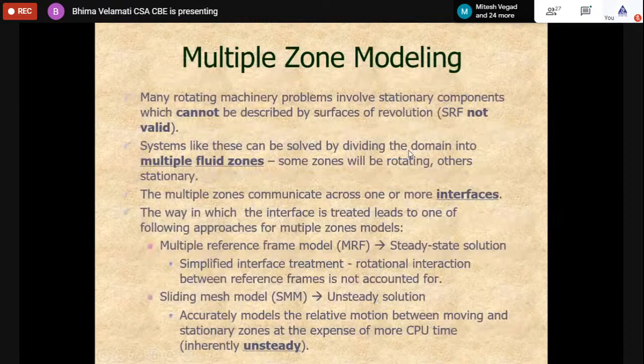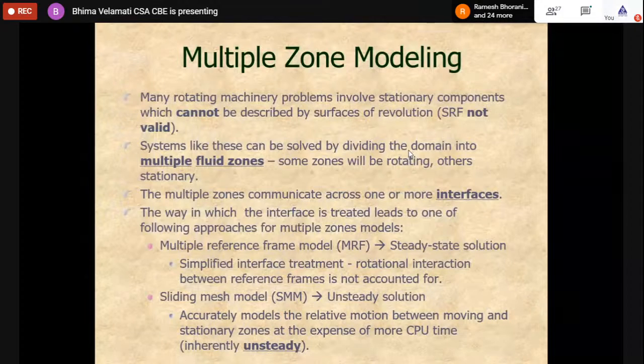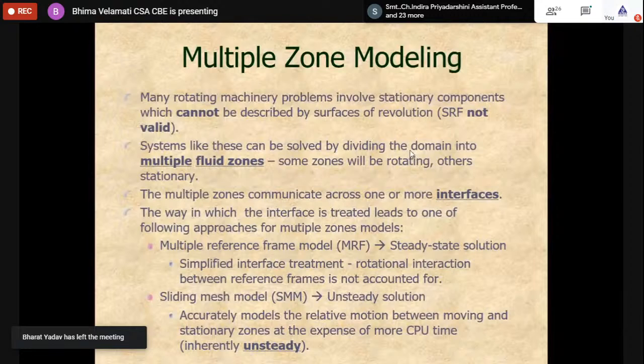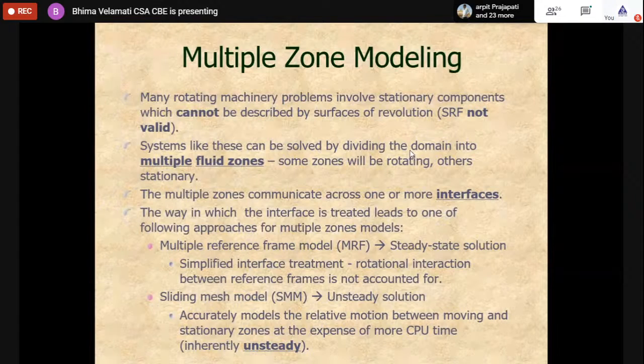Now it's not always necessary that the entire domain is rotating. You can always have a region where a certain part of the domain is rotating and a certain part is stationary. For example, if you want to solve how the flow field will look in a room. Now I have chairs, I have fans, the fan is rotating. I cannot solve the entire room as a rotating domain. That is not correct. The region around the fan is rotating and the remaining part is stationary.